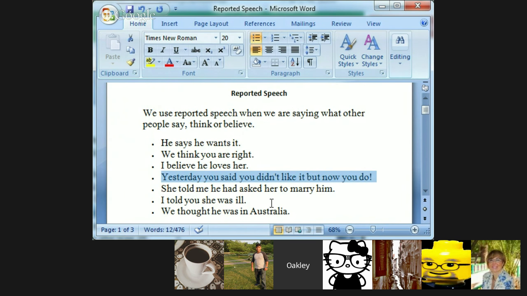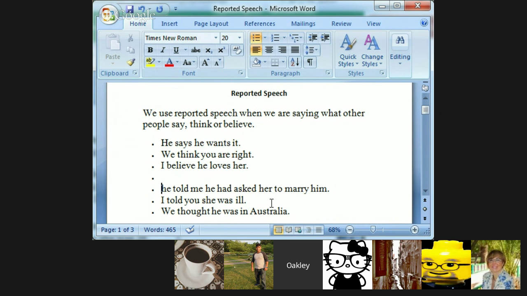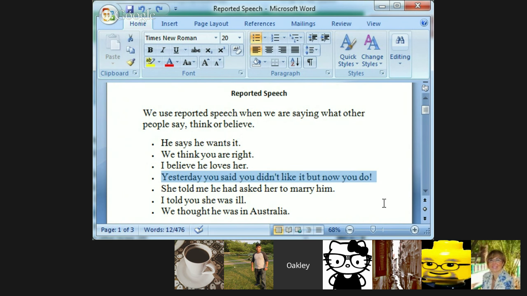Let's look at the next example here. Saban. Whoops, what happened? Oh, sorry, I don't know how I did that. Okay, Saban, are you there? Yes, teacher. Okay, can you read this one?